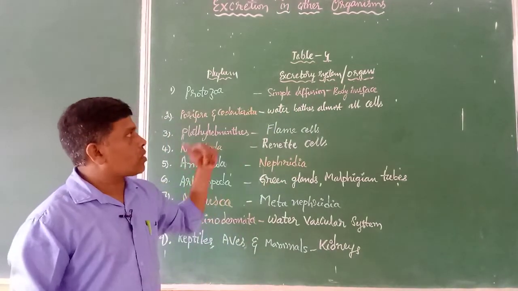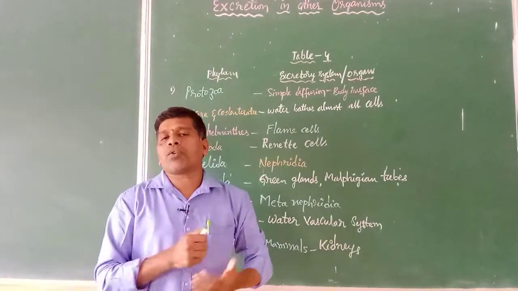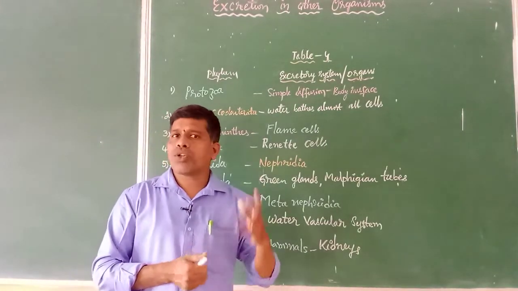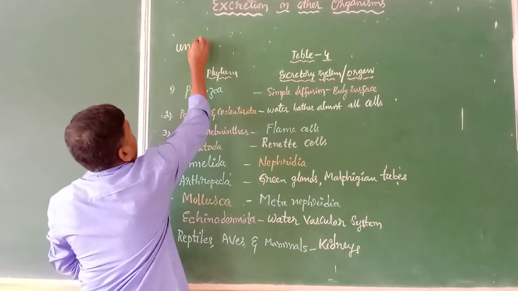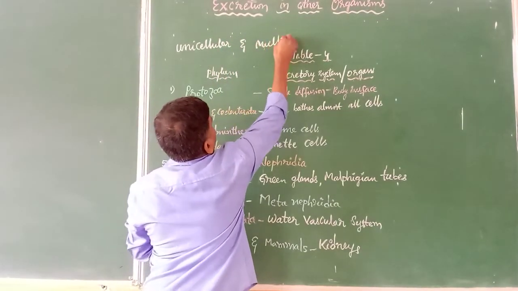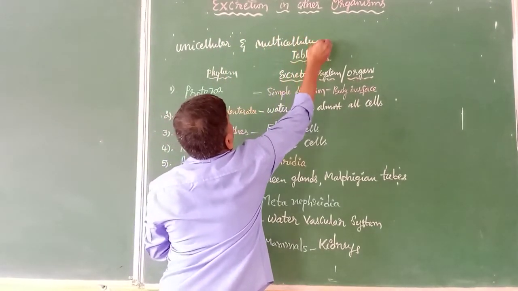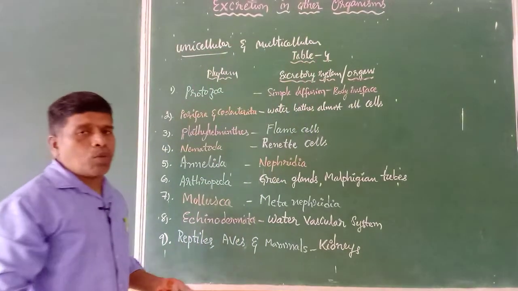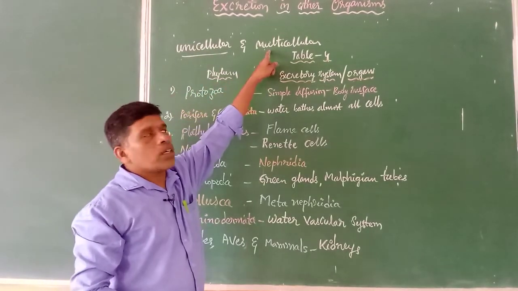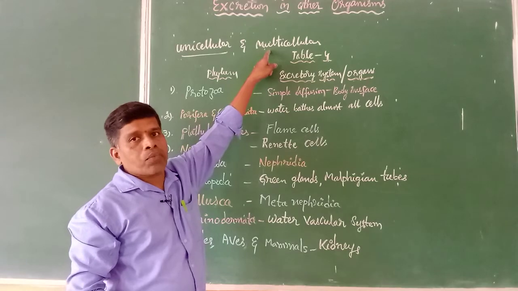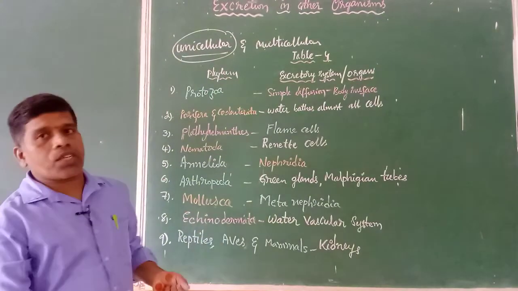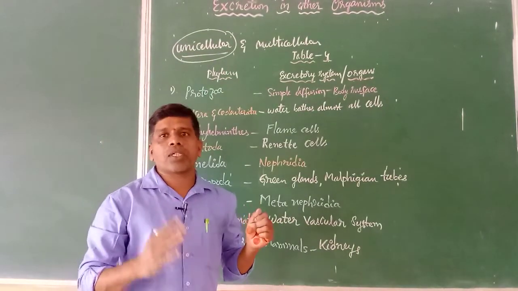So to start with, let us start from the primitive organisms. You know that in this world there are two types of organisms, unicellular and multicellular. You are already familiar with these words from the 8th class itself. Organisms which are microscopic and made up of only one cell are called unicellular organisms, and opposite to it, organisms which are made up of more than one cell are called multicellular organisms.